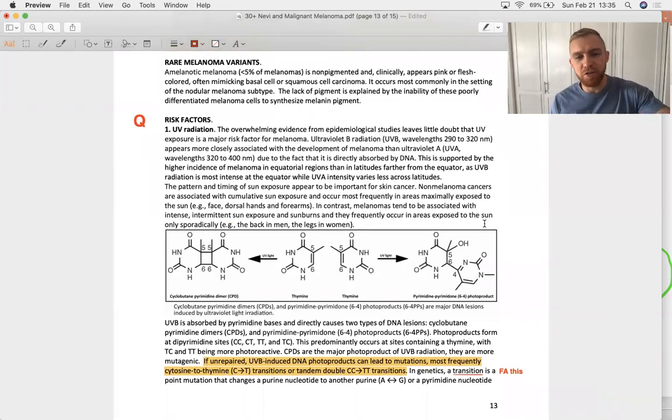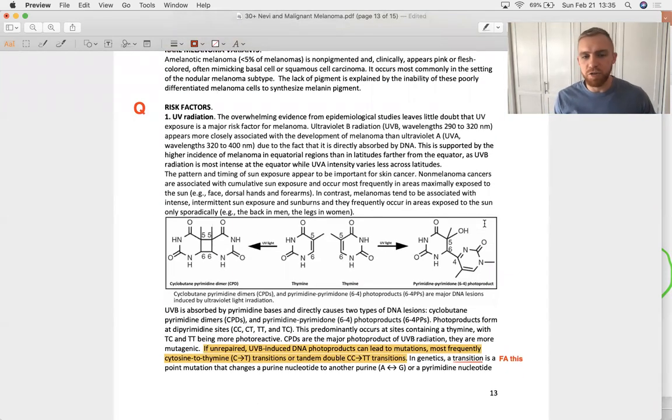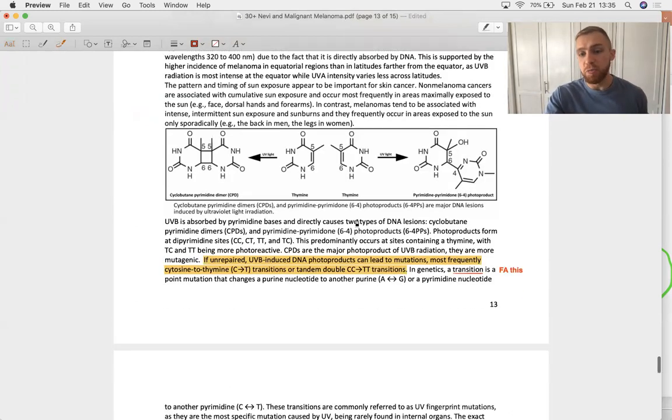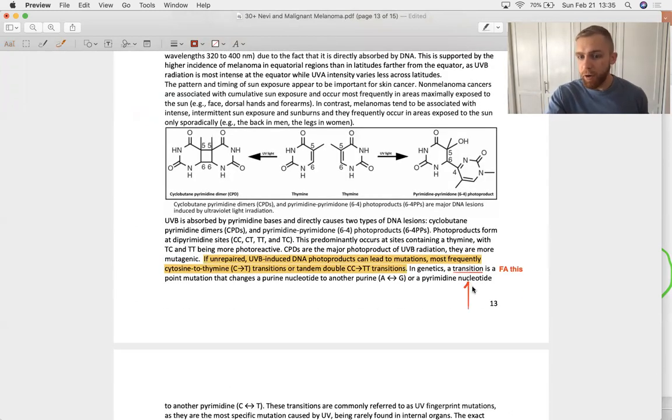So risk factors, when we're talking about sun, understand that sun UV damage creates thymine dimers. You've seen that before. You know what that is. And this is called a transition. That's the specific vocabulary word for this. And a transition is the replacement of one purine with another purine, so A with G, or one pyrimidine with another pyrimidine, so for example, C with T. So that's an example of a transition.